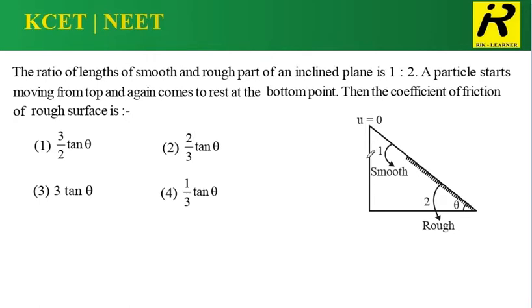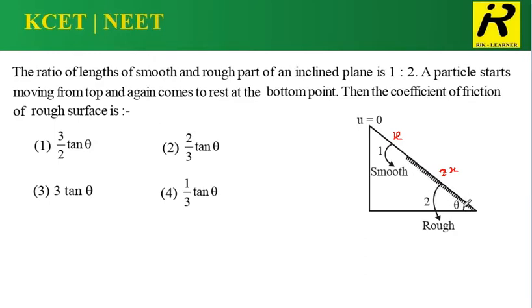The corresponding picture is here saying that on this inclined plane, we are having 3 parts in which one part is a smooth of length x, and the remaining 2 parts are rough. So this is of total length 2x. Now we have to find the coefficient of friction of this rough surface.